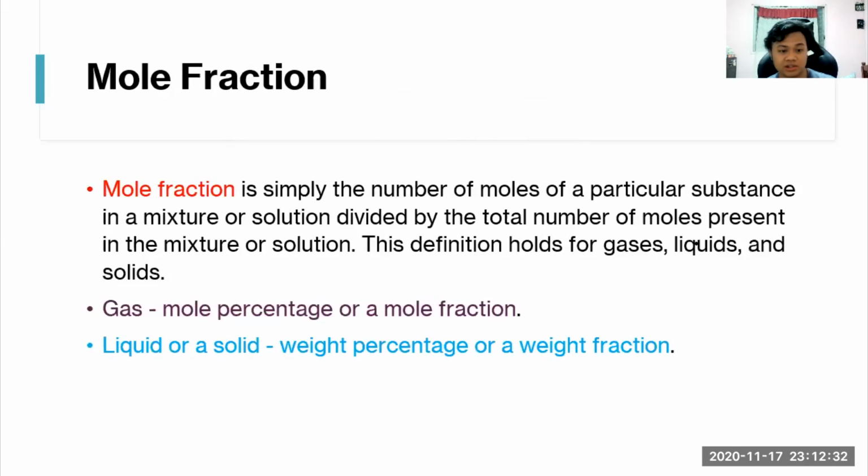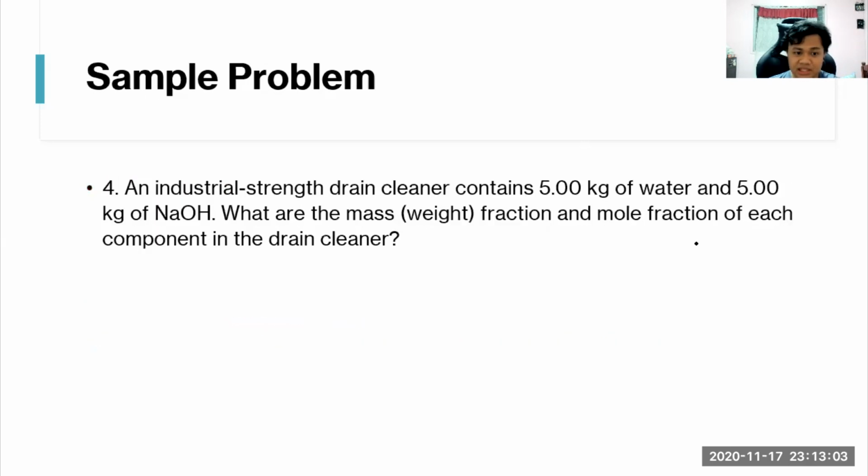Okay, next, let's talk about mole fraction. Mole fraction is simply the number of moles of a particular substance in a mixture or solution divided by the total number of moles present in the mixture or solution. This definition holds for gases, liquids, and solids. So what I have said earlier, if you are given a gas, always assume the mole percentage or mole fraction. And if you are given a liquid or solid, assume weight percentage or weight fraction. Okay, so let's move on.